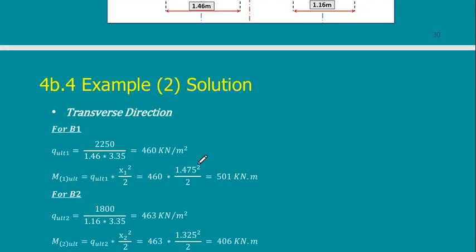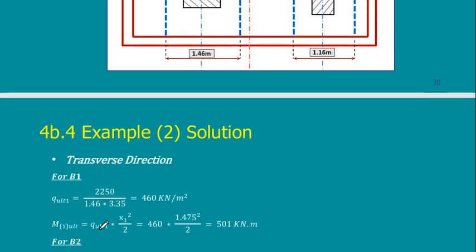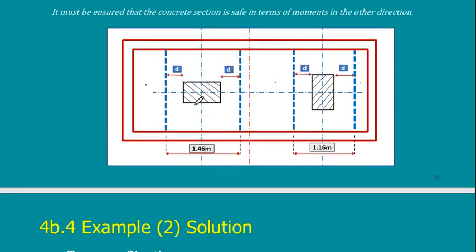So in this case, I will assume that I have, as if I'm having two footings, one B1 and one B2. I will take the load of this footing divided by this area and get the corresponding moment as if this is a normal cantilever.